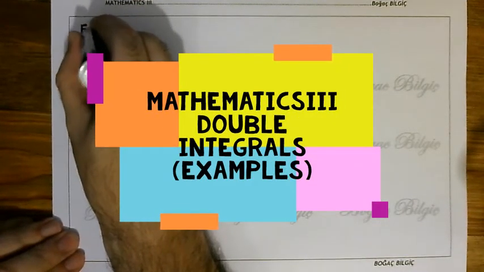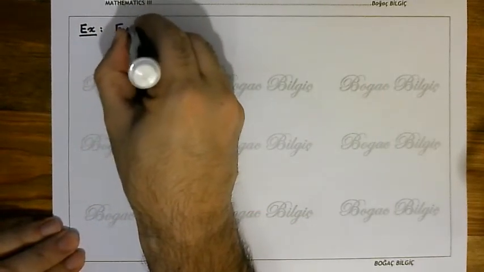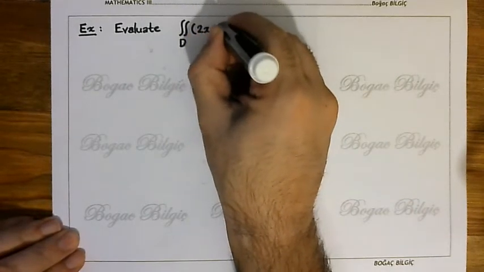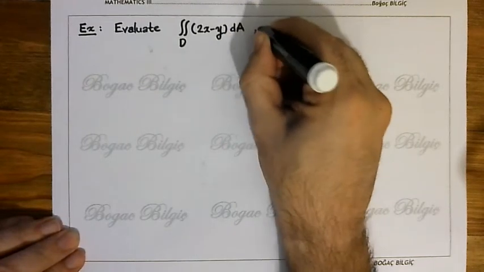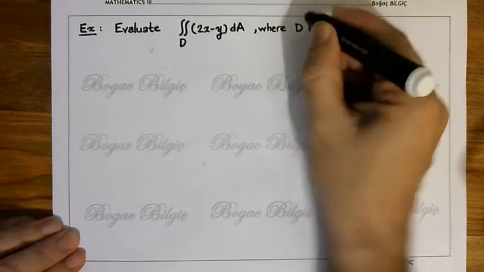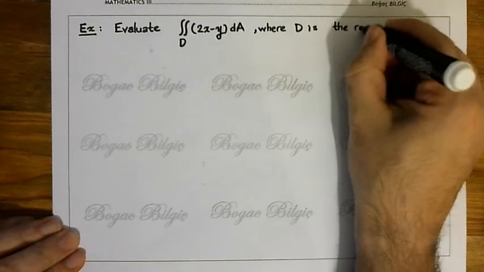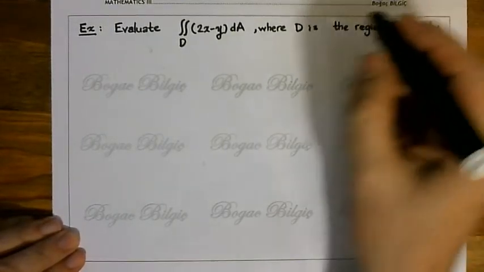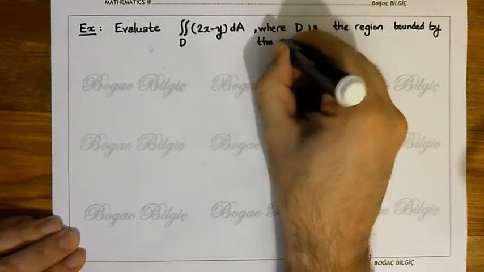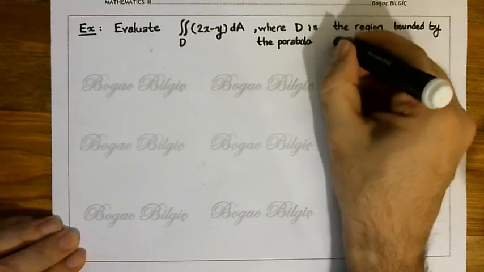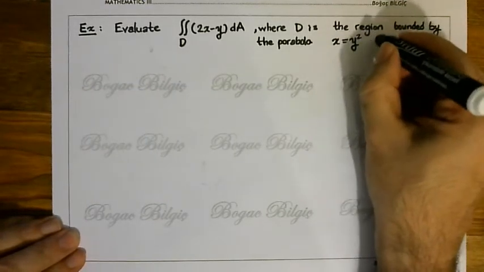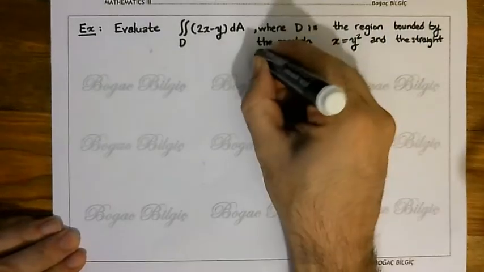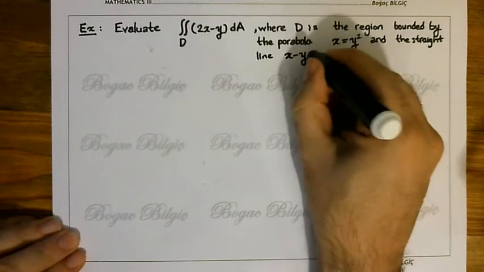Example. Evaluate the double integral on D of 2x minus y dA, where D is the region bounded by the parabola x is equal to y square and the straight line x minus y is equal to 2.